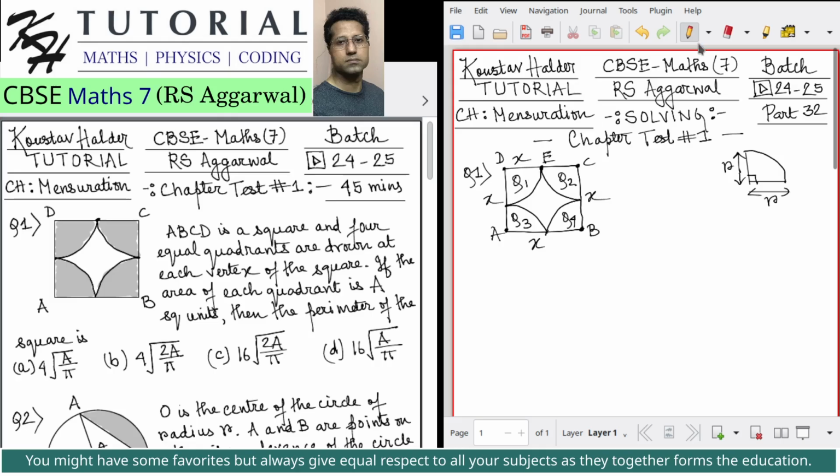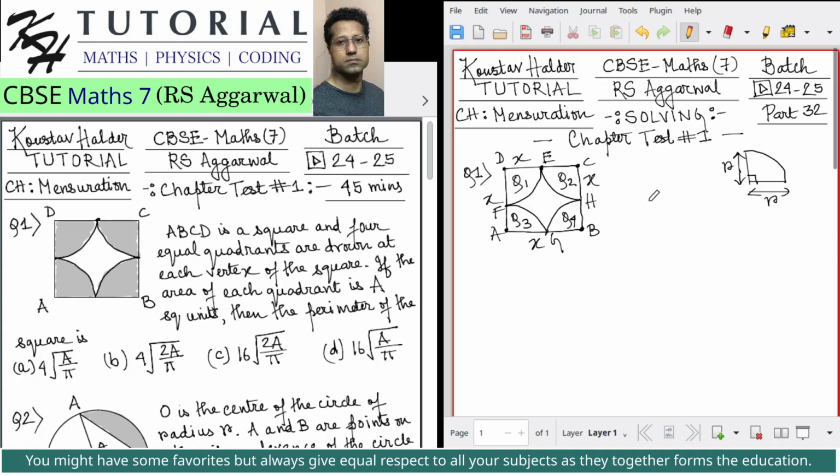Similarly, the quadrants Q1 and Q3 will touch each other on the side AD, let's say at the point F. Similarly, the quadrants Q3 and Q4 will touch at, let's say, point G, and quadrants Q2 and Q4 will touch on the side BC at the point, let's say, H.